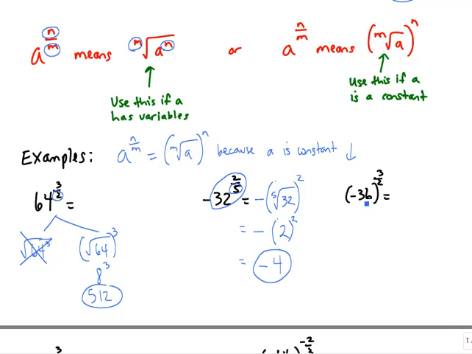In this last example, there is parentheses, so when we do our square root, we're doing the square root of the negative and the 36. We want to figure out what that is first, and then raise all of that to the 3rd power. But remember what we said earlier, you're not allowed to take an even root, like a square root, of a negative number. So this doesn't exist, so we are going to have no solution.